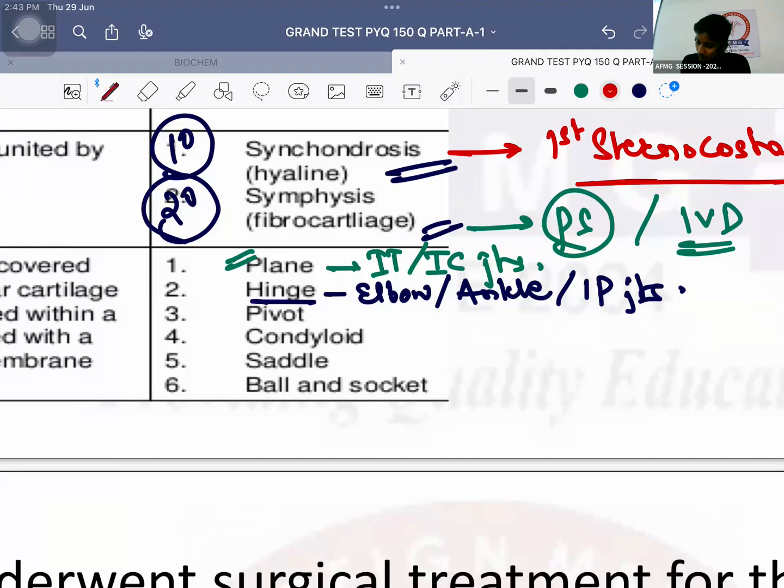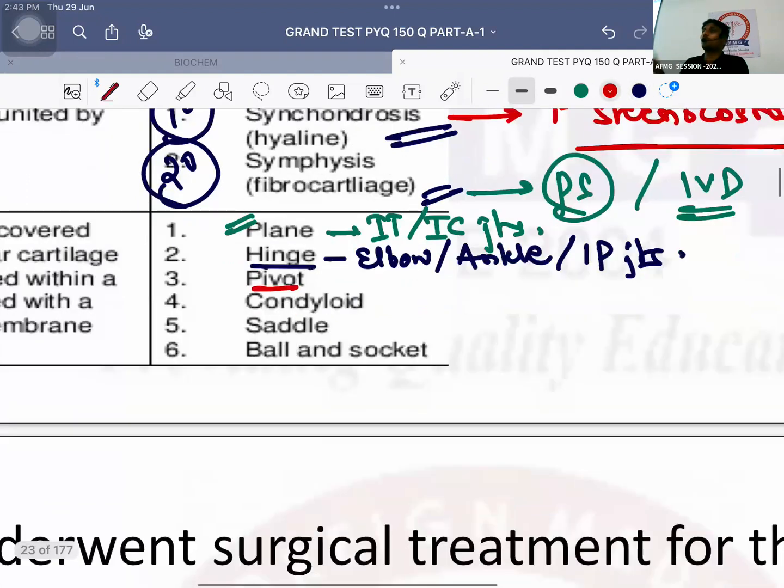Then next is pivot joint. Pivot is when one bone rotates over another bone. When one bone rotates over another bone.